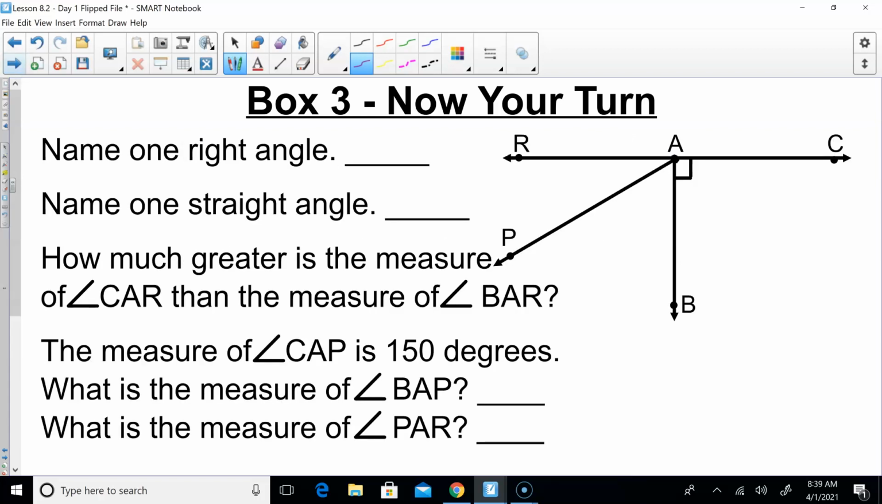And here's a picture drawing, with some questions for you to answer now. Can you name one right angle? Can you name a straight angle? How much greater is angle CAR versus angle BAR? And the measure of CAP is 150. What's the measure of BAP? And what's the measure of PAR? So you can pause the video right now and draw that picture out, answer these questions, and I look forward to seeing your work.